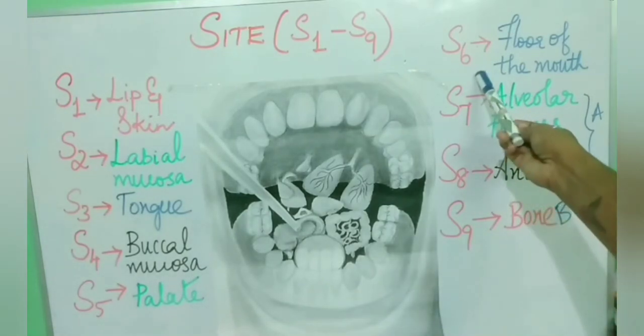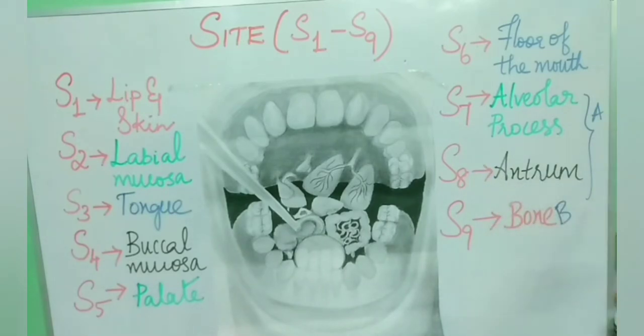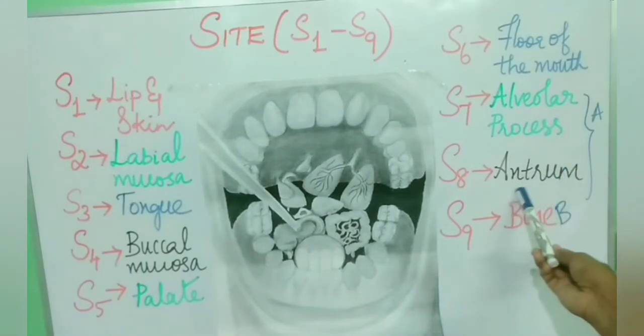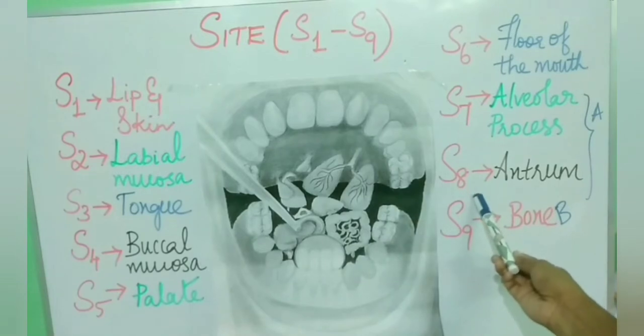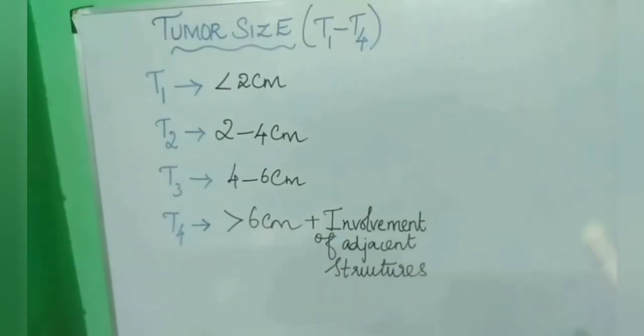That is S6. S7 and S8 have A. S7 is alveolar process. Involvement of alveolar process is S7. Involvement of antrum is S8. S9 has B. That is involvement of bone. So this is about involvement of site. This part is very easy.